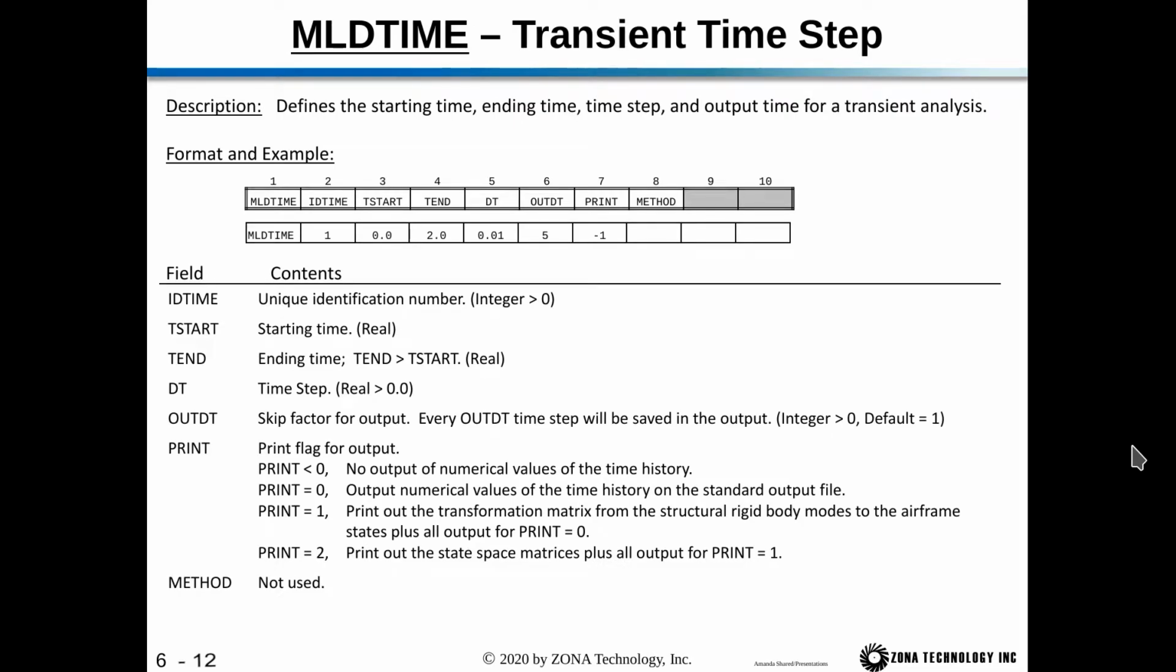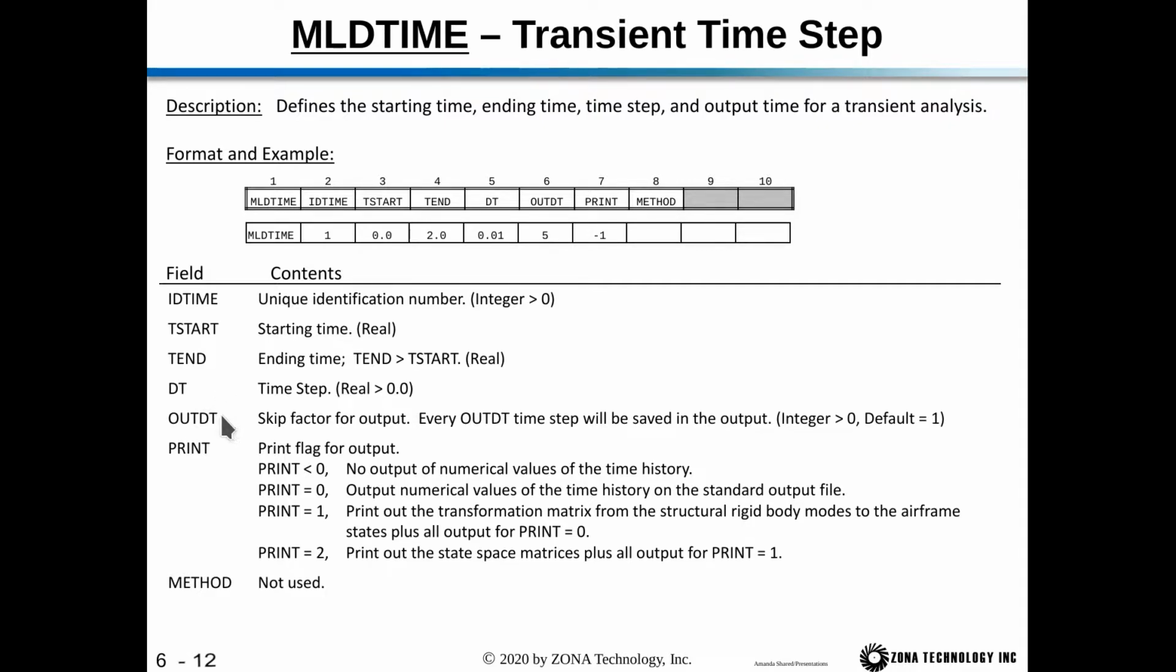Next, we have the MLD time card to define the transient time step. So we have an ID number. Next, we have T start, which is the starting time, t_end is the ending time, and of course t_end must be greater than t_start. dt is the time step.